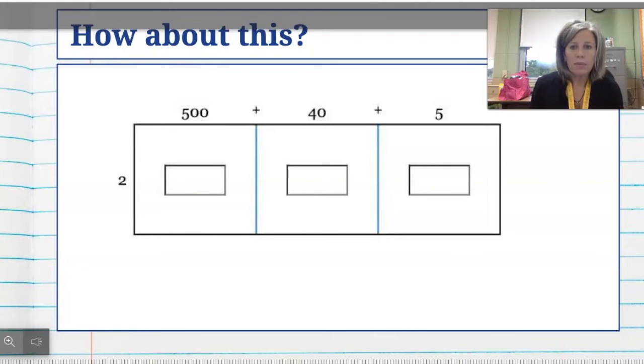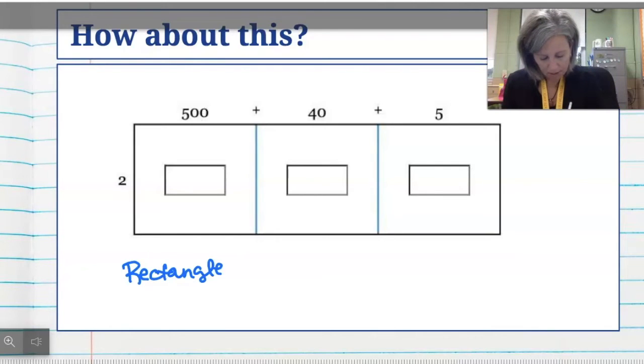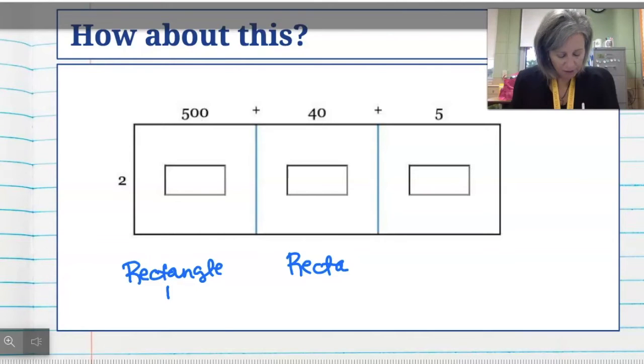In this problem, we now have 3 rectangles, and we're going to find the area of the whole rectangle. Okay, so again, hit pause and add this diagram to your notes. We're going to find the area of rectangle number 1. We're going to find the area of rectangle number 2, and then we're going to find the area of rectangle number 3.